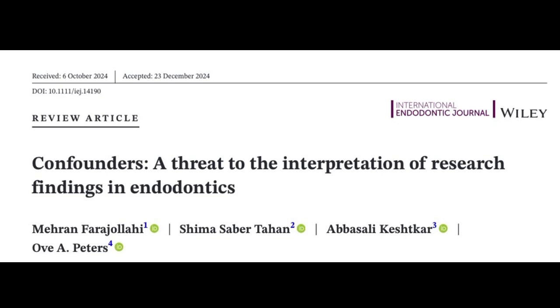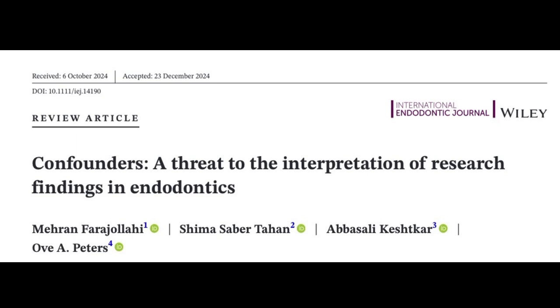In endodontic randomized controlled trials assessing the effect of an intervention, randomization is a powerful method that can help minimize confounding. When a large number of study subjects are randomly assigned to the treatment groups, with each subject having an equal chance of being placed in any group, the groups are likely to be similar in terms of age, gender, and other known confounding factors.